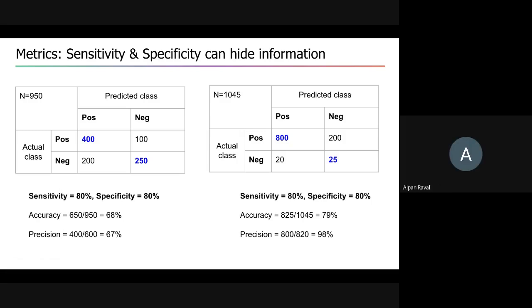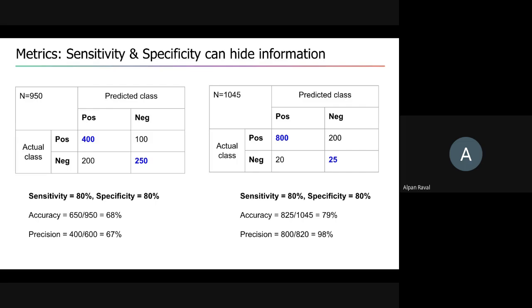Hello. Yeah. Wouldn't it be 250 divided by 450 for specificity? Sorry, 250. Yeah, you're right. 250 divided by 450. You're right. Not 200. So it's 50 something percent. But it's the same in both cases. Okay. So, what is the prevalence in the first case?